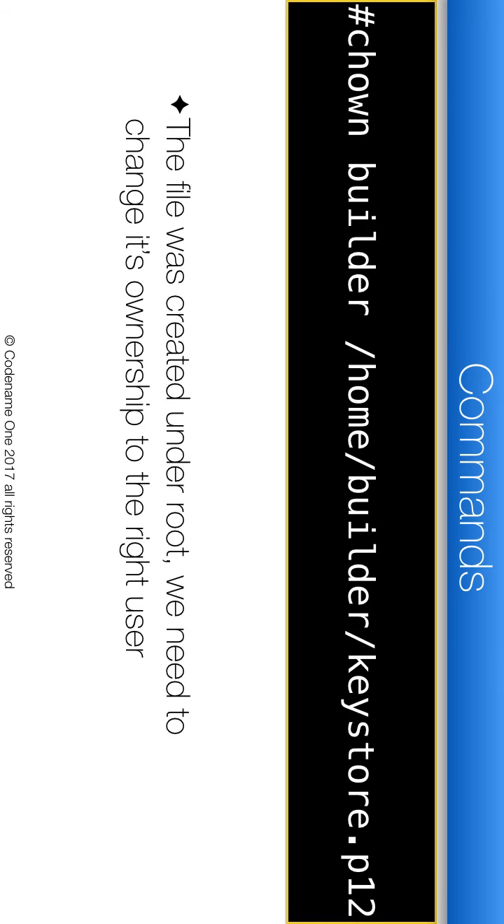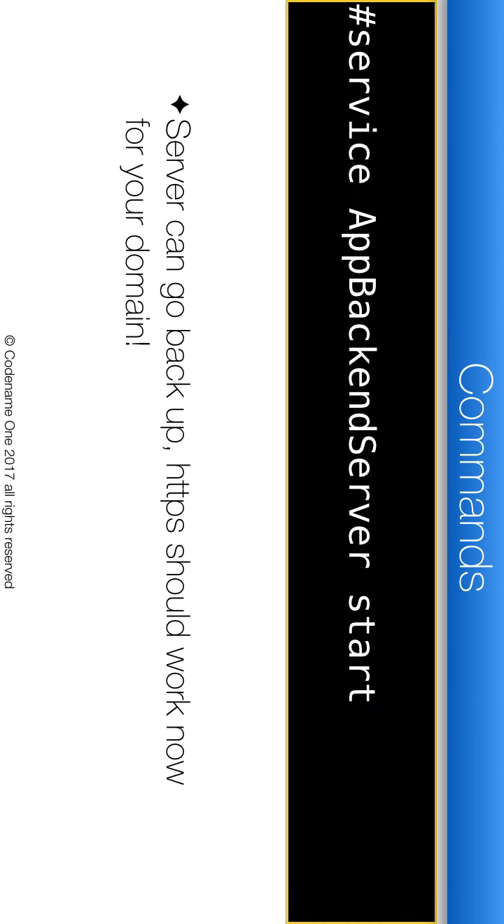We ran that command as root, so I'm using the chown command to change the ownership of the file from root to builder. This is generally good practice for files within the user directory. It would have probably been a better idea to just run the OpenSSL command as builder. Now that this is done, I can relaunch the backend server and HTTPS should work as expected, but there is still one thing missing.